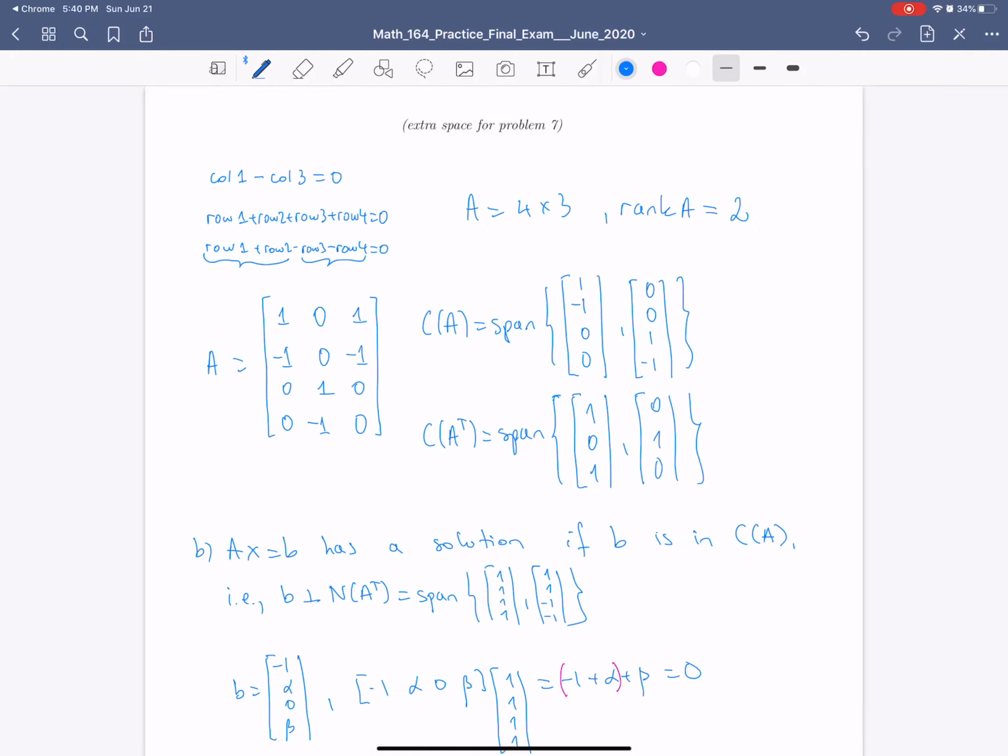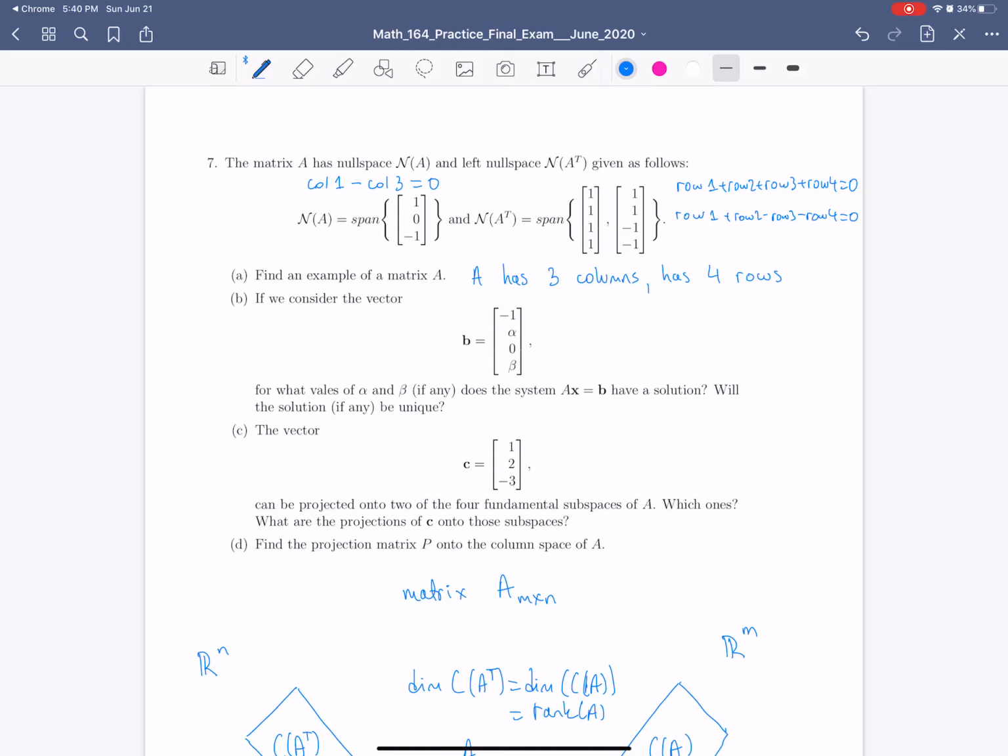Now, anything else we needed to find? So that is the projection matrix onto the column space of A. Let's say you didn't find a general matrix A here. You weren't able to do that. You can solve B and C without having found part A. That's definitely the case. How can you find a projection matrix onto the column space of A without having a basis for the column space? So this is the key.